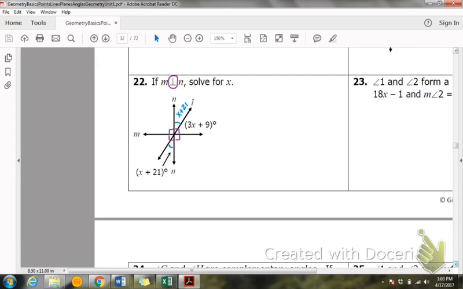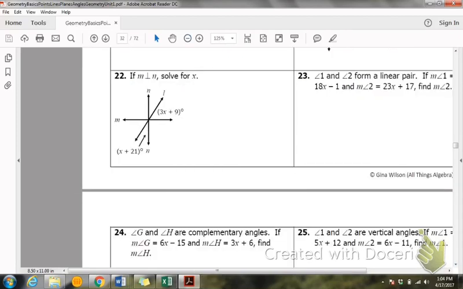Now, remember I said that these two together make 90, right? These two together make that 90 degrees. So now I can set up an equation that says x plus 21 plus 3x plus 9 equals 90 degrees. And I can solve it from there. Okay? I'm going to let you continue to work on that one.